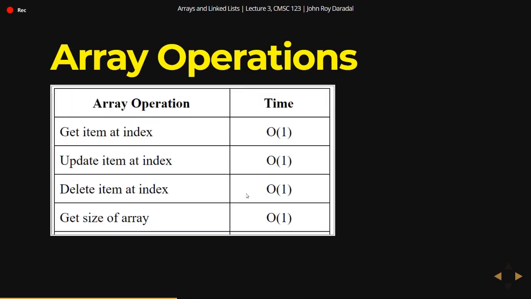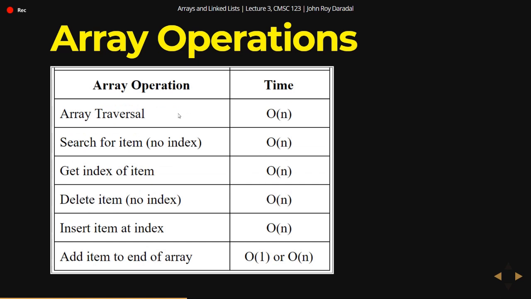Okay? Now, for the operations of the array and their running time, let's take a look at each one. Getting an item at a certain index takes constant time, because if you have the index, then you can directly access the item. Updating the item at a certain index also takes constant time for the same reason. And deleting the item at a certain index also takes constant time. So again, if you have the index of the item, it's quite easy to get, update, or delete the item at that index. So constant time lang. If you want to get the size of the array, that's also constant since it's already known at the start, right? It has a fixed capacity.